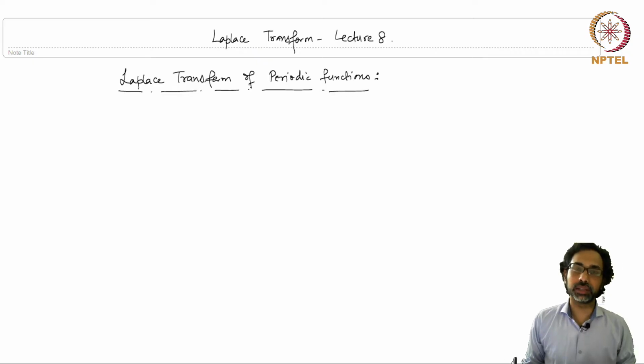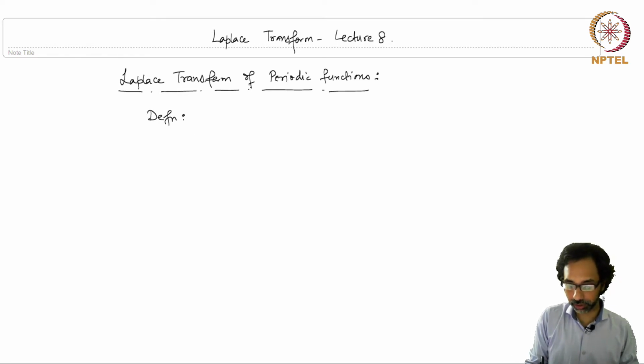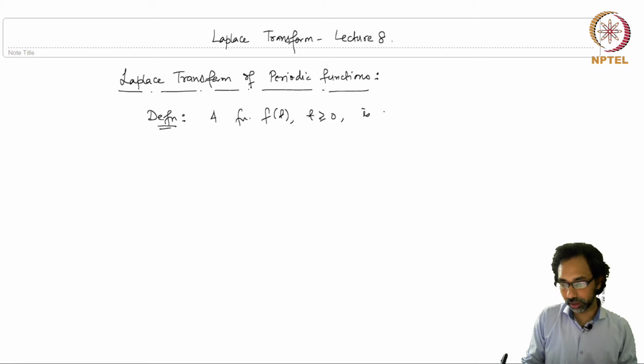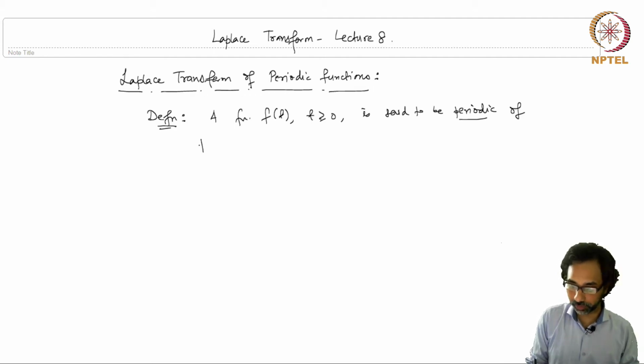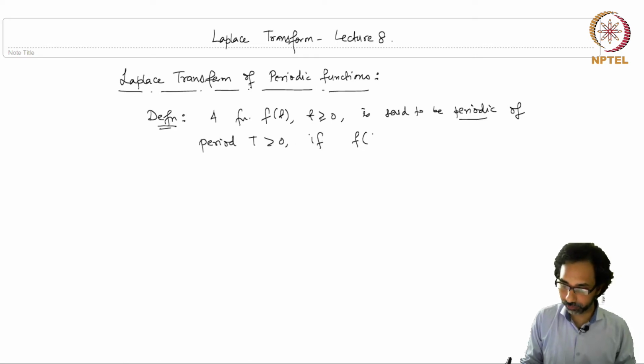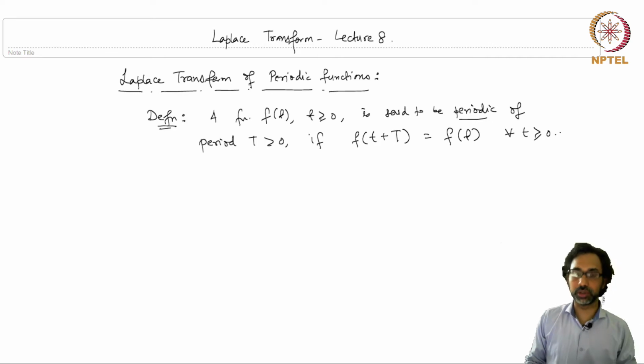Let us begin with the Laplace transform for periodic functions. So let me define what a periodic function is. A function f(t) for t greater than or equal to 0 is said to be periodic of period T greater than 0 if f(t + T) is equal to f(t) for all t greater than or equal to 0.